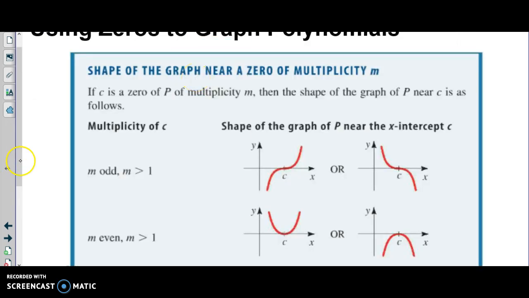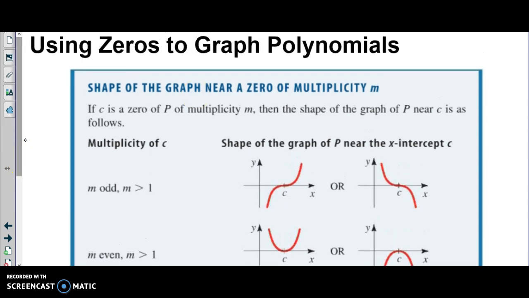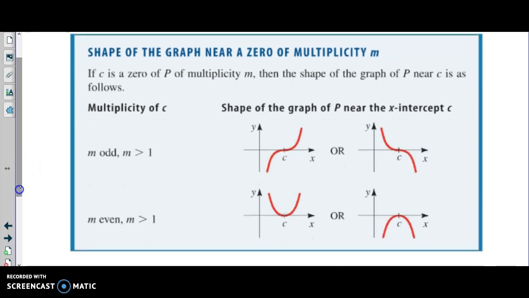Okay, so this one we're going to look at using zeros to graph polynomials. If C is a zero of P of multiplicity M, then the shape of the graph of P near C is as follows. If M is an odd number, that means M is going to have to be greater than 1. If M is an even number, that means M is going to have to be greater than or equal to 1. So the shape of the graph of P near the x-intercept C will have this type of form.